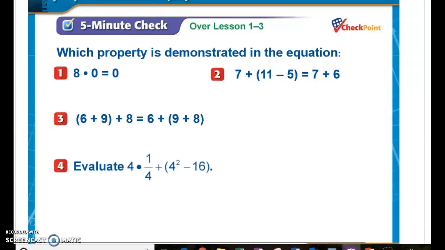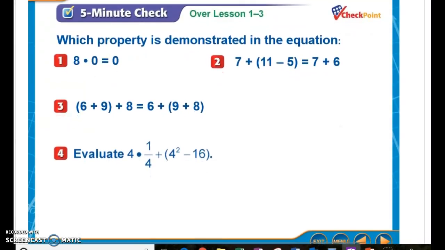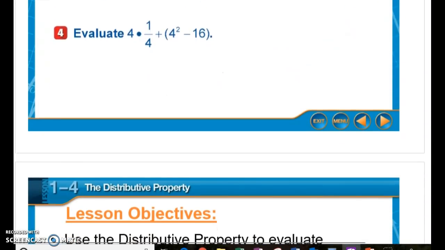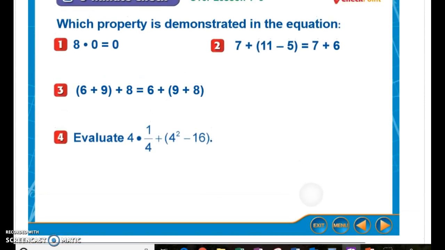All right, this is lesson 1-4. First we have our review, just to make sure you know what you're doing, but we're going to skip that because we didn't talk about that a whole lot except for number 4.